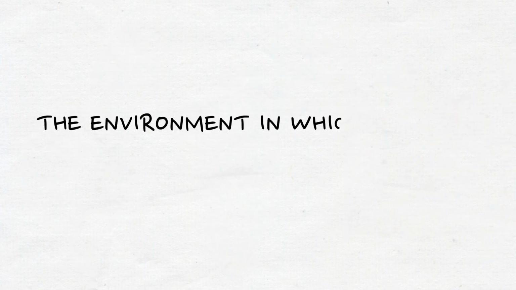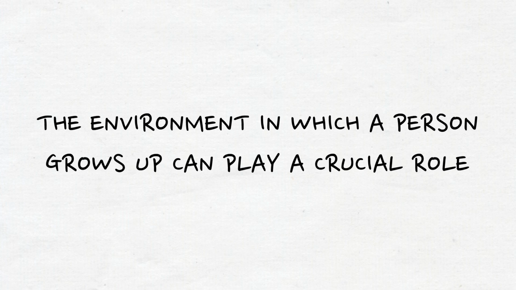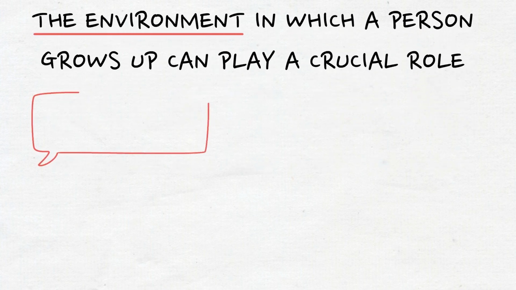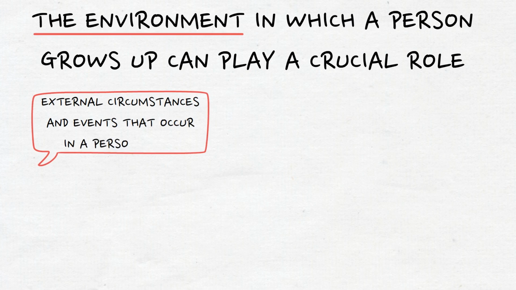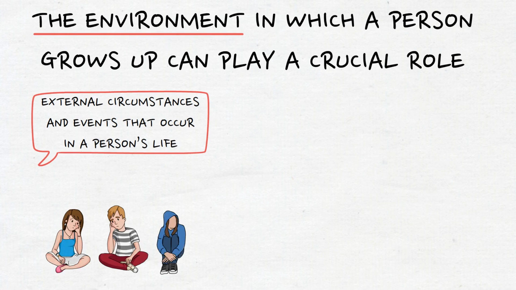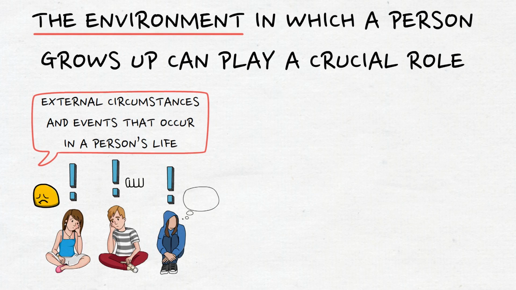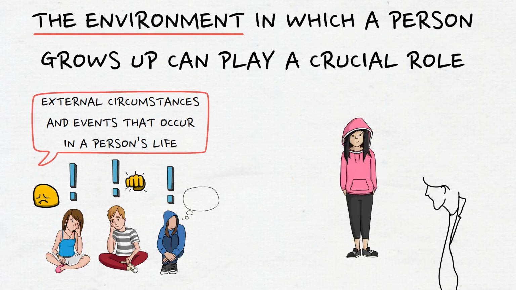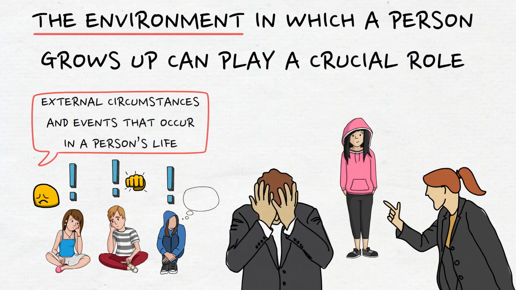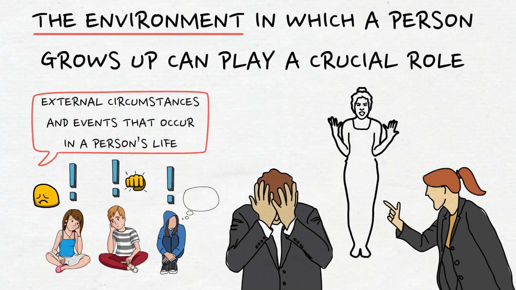The environment in which a person grows up can play a crucial role. Environmental factors refer to the external circumstances and events that occur in a person's life, such as childhood abuse, neglect, or trauma. These experiences can have a significant impact on the development of BPD and can shape a person's thoughts, feelings, and behaviors. For example, a child who grows up in an abusive or neglectful environment may develop BPD as a result of the trauma they experienced. This trauma can lead to negative patterns of behavior, such as impulsiveness and self-harm, which are hallmarks of BPD.